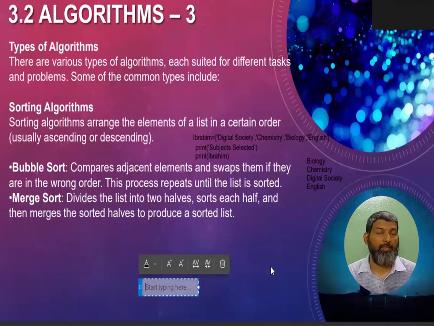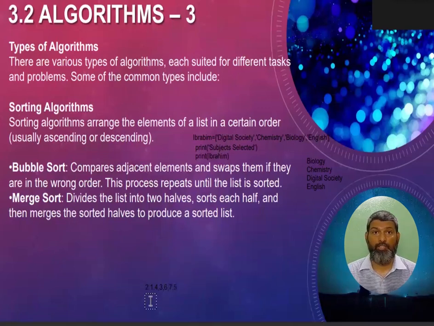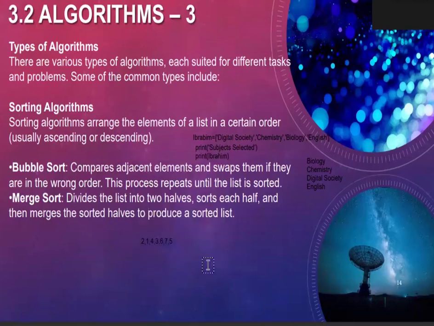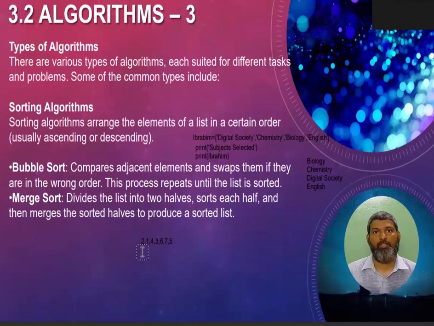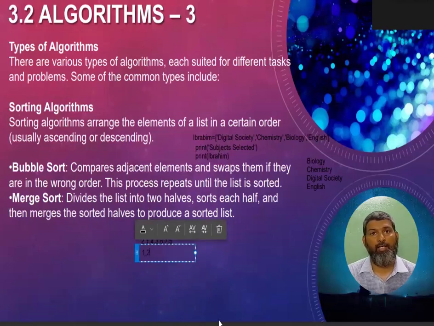Like this, I can give you an example. Let's suppose 2, 1, 4, 3, 6, 7, and 5. Let's suppose this is the list, right? You want to order it. How would you order this? You want to apply bubble sort here. I'll put the smallest to highest. So the second part would be that you put 1, then 2, then 4, then 3, then 6, then 7, then 5.